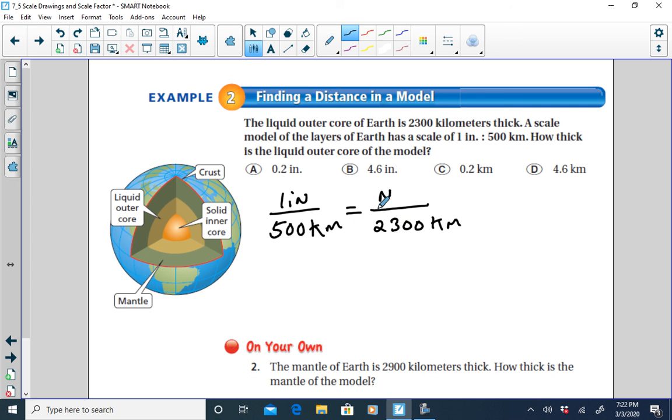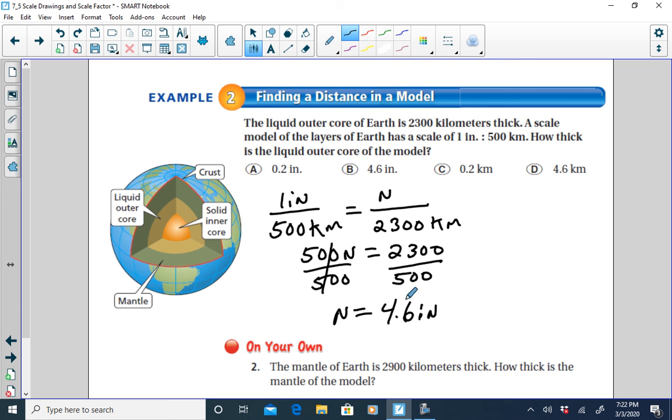When we cross multiply, 500 times n is going to be 500n. 2,300 times 1 is going to be 2,300. Divide both sides by 500. They cancel. N is going to be equal to 2,300 divided by 500, and that's going to be 4.6. So those 4.6 are inches, and that will be the length of the model of the liquid outer core.